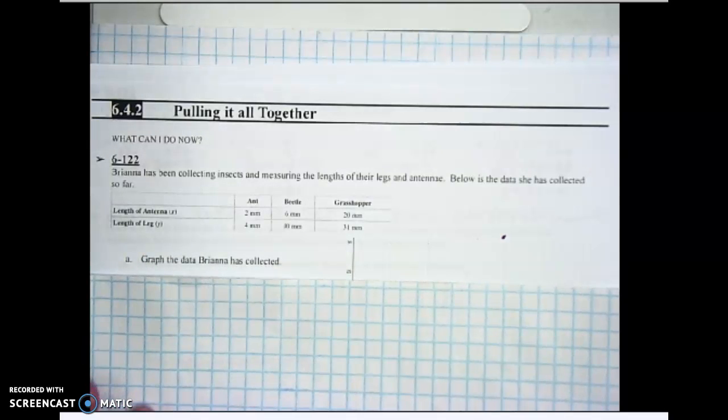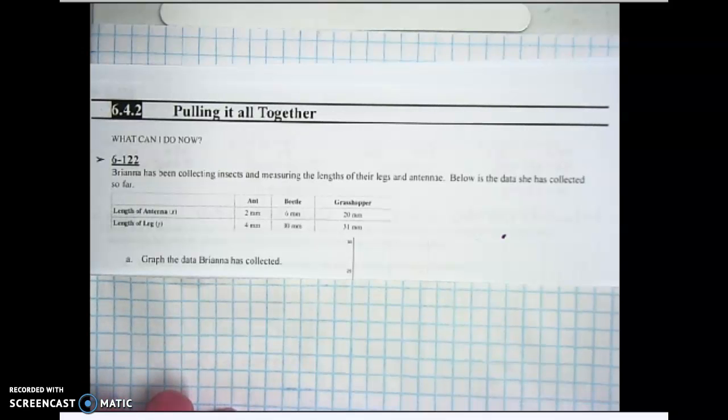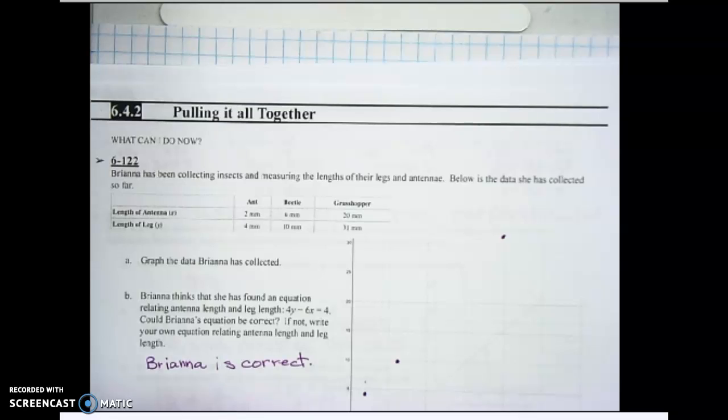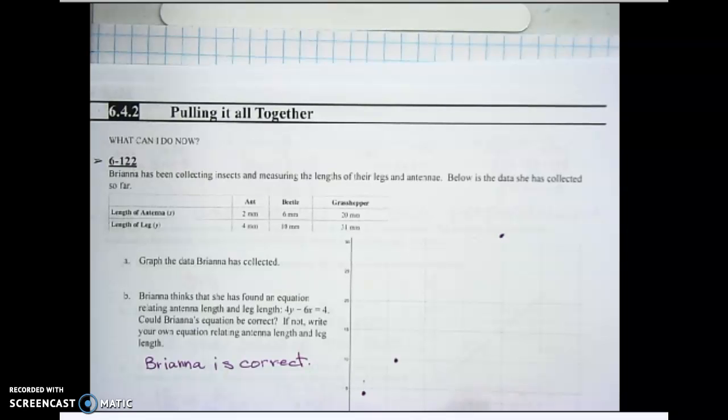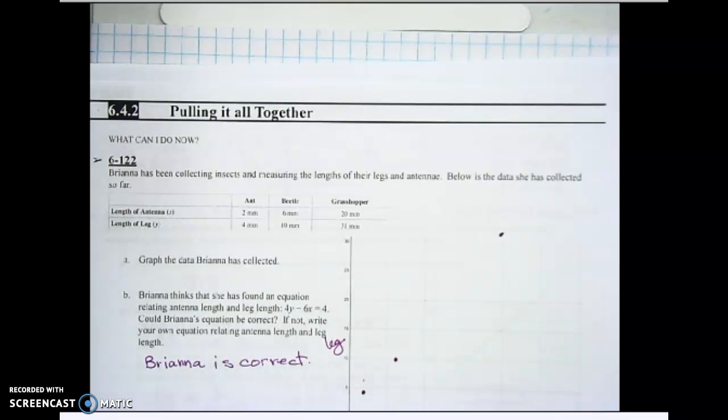So here's what they want us to do. Part A, they want us to graph the data that Brianna has collected. So we've got an X and a Y axis. She just measured two things. So we'll let the X axis be the length of the antenna. So down here on the X axis, write antenna. And up the side, we're going to let it be the length of the leg.